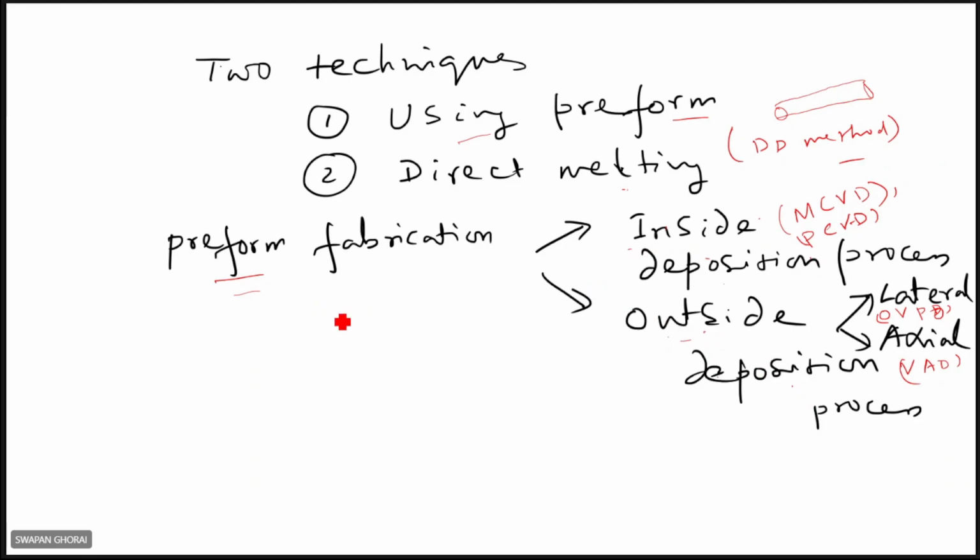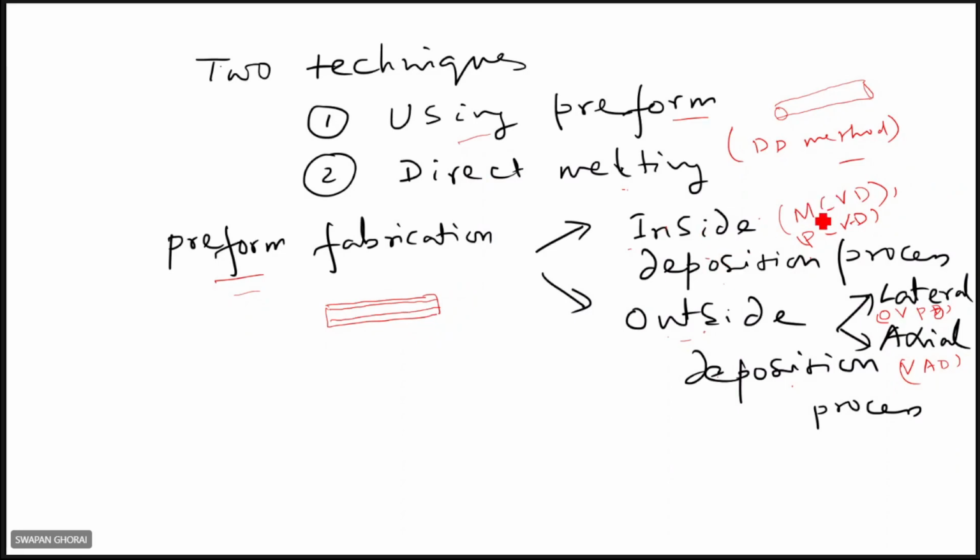Because in every preform fabrication technique, there will be a glass rod. There can be a solid glass rod, or there can be a hollow glass rod, right? So in the inside deposition process, there will be a hollow glass rod, and within this glass rod, the deposition process occurs. If that is the case, then it is called the inside deposition process.